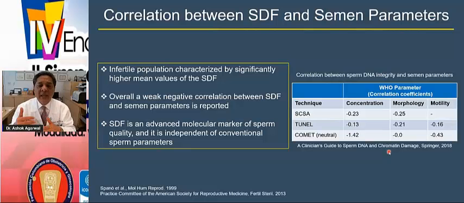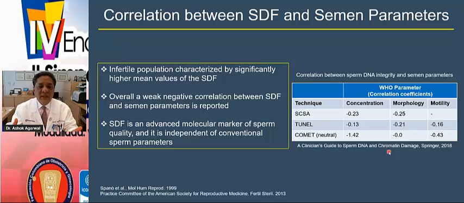But the semen parameters do not allow us to predict the amount of sperm DNA fragmentation in the semen. There is a weak relationship. We know that infertile men have significantly higher values of sperm DNA fragmentation, but there is a weak relationship between the sperm DNA fragmentation and semen parameters.